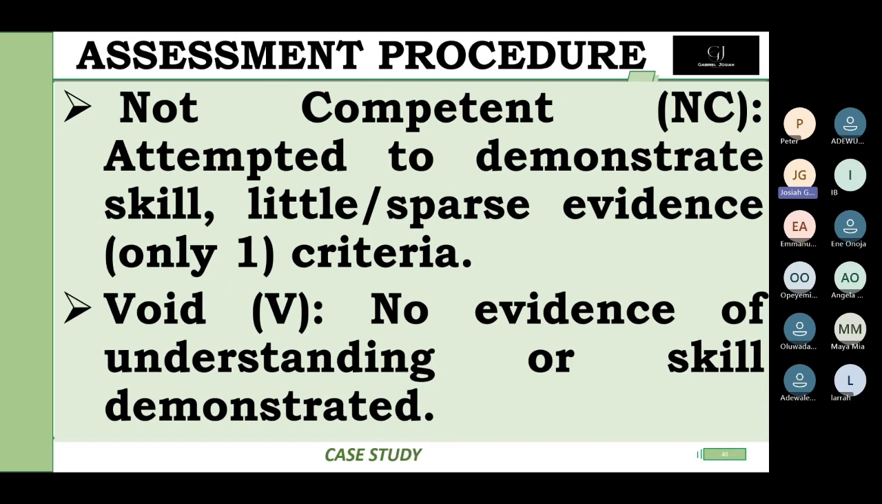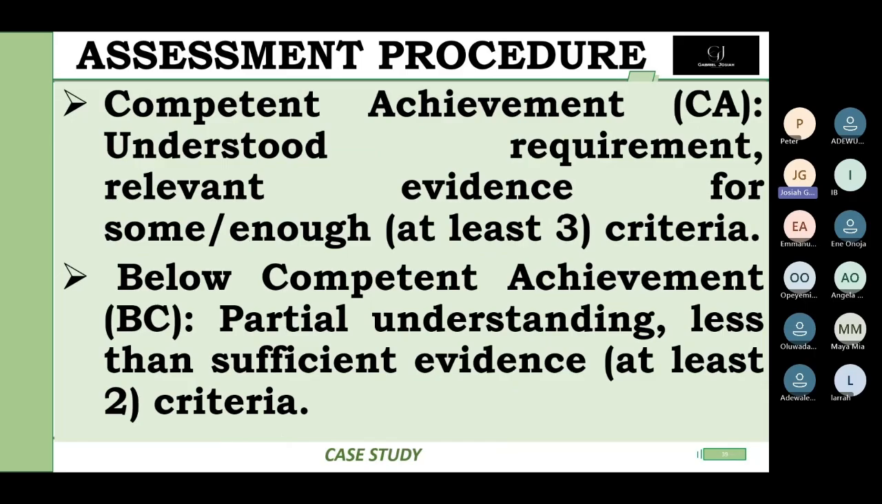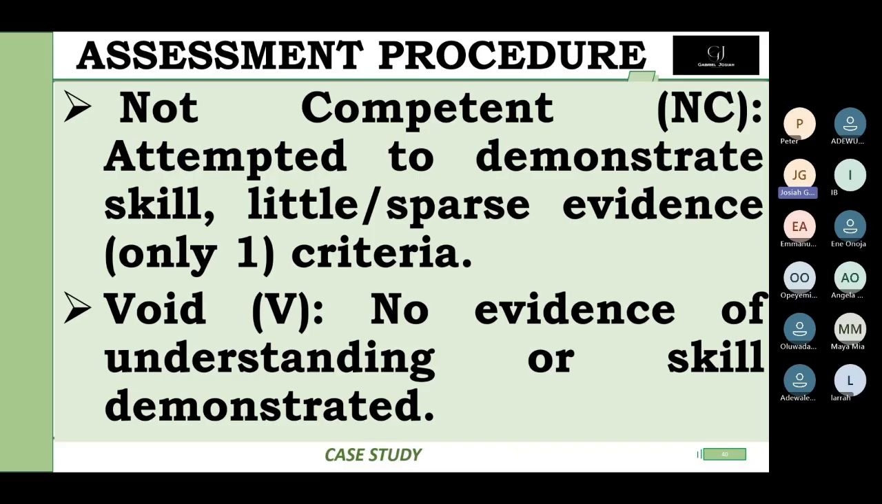If you provide only 1 on each box, then you've attempted to demonstrate little or sparse evidence or understanding of the case study paper or the content of the exhibits. So 1 shows you don't have any competence. And if you don't provide any, there's no evidence of understanding or skill demonstrated, that's 0. So 4 is recommended, 3 should be your lowest minimum. Don't go below competent achievement. These ones are not options, so don't even go near not competent or void. Very important.